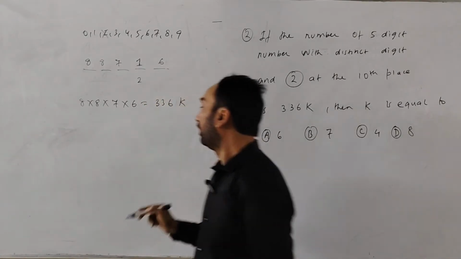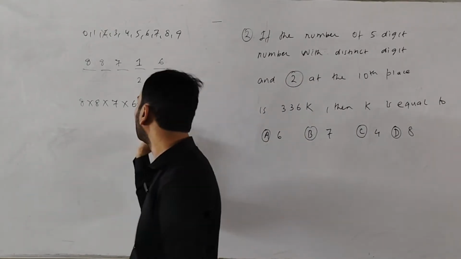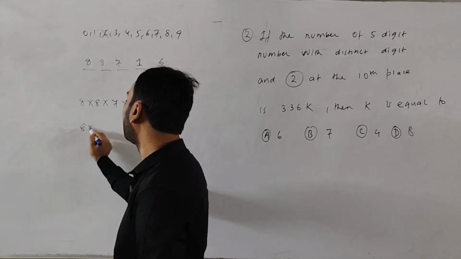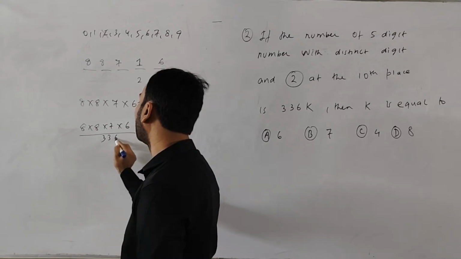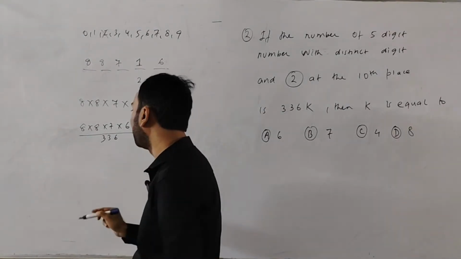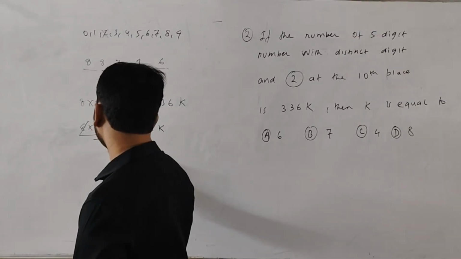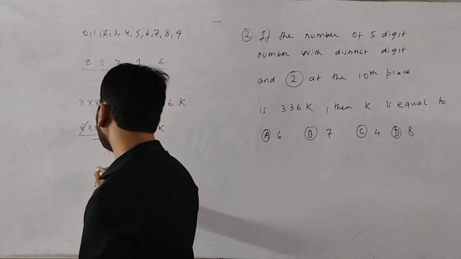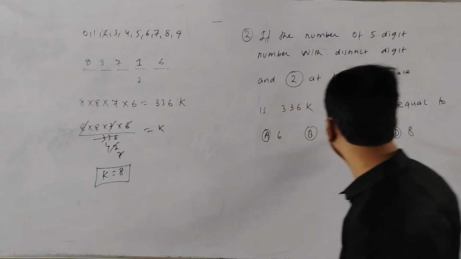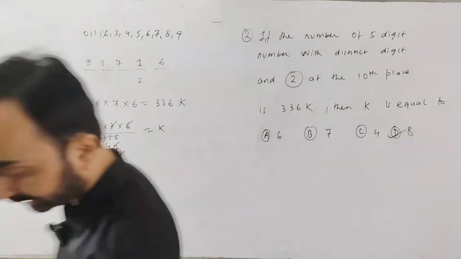Now from here we have to find the value of k. So do the cancellation part. 8 multiplied by 8, 7 multiplied by 6, and this 336 will come here and that is equal to k. Try to do simple: 8 4s are, 8 2s are, 6 7s, and this will cancel. So k is finally becoming 8 only. Very simple this one. So the value of k will come as 8.